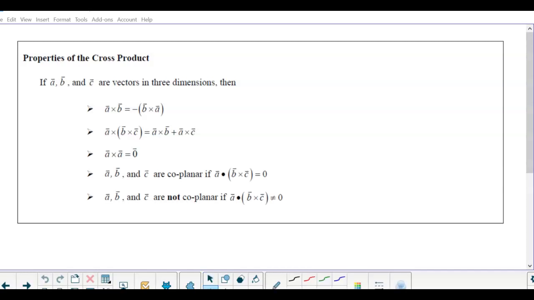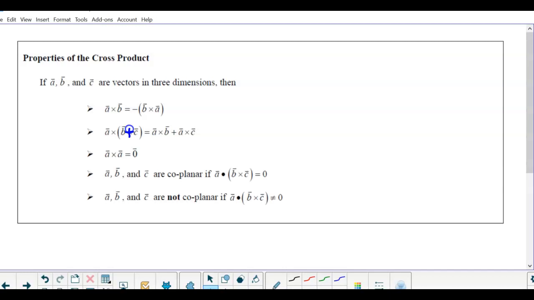So here are the properties. I just have to fix one typo here. So please make this a plus. Okay, I keep forgetting to change it in my notes. So those are the properties of the cross product.